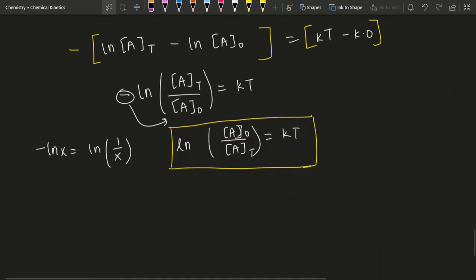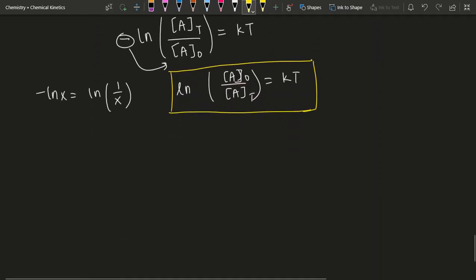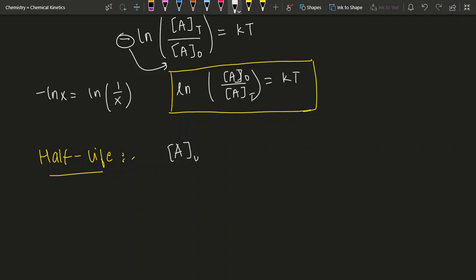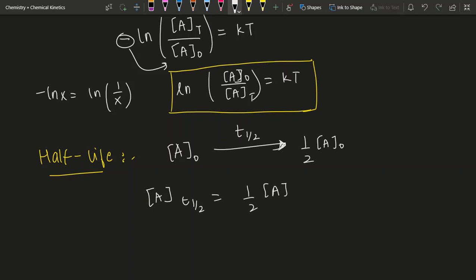A couple of things before we start using this in a problem. There is something that's known as the half-life. Now what the half-life means is really simple. Basically you started with some concentration A naught of the reactant, and after some time, let's say T half, the half-life, this concentration reduces to being half of the original concentration. So that means that A at time T half is equal to half A naught.